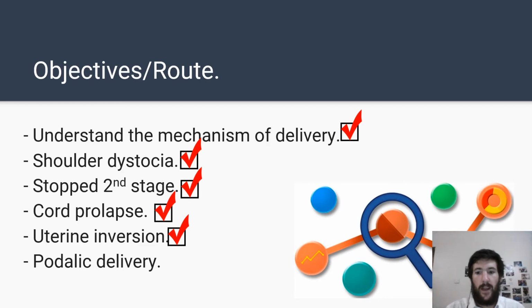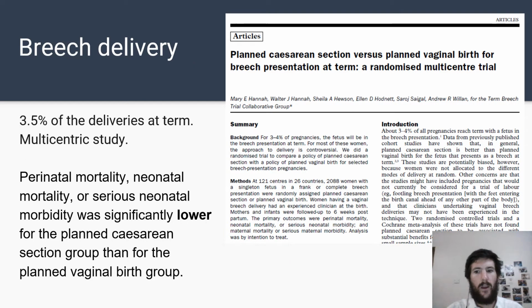Now, the next and last emergency is the podalic delivery. The podalic delivery can also be called breech delivery. It's very common, 3.5% of all the deliveries at term, and the risk of this increases if the baby is preterm or if you have an associated pathology like placenta previa, for example, or twin pregnancy.